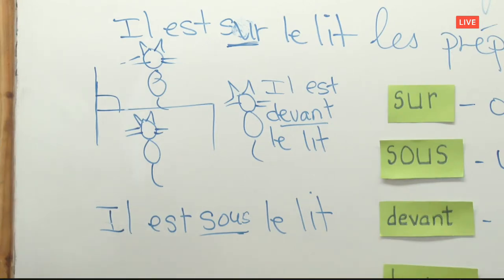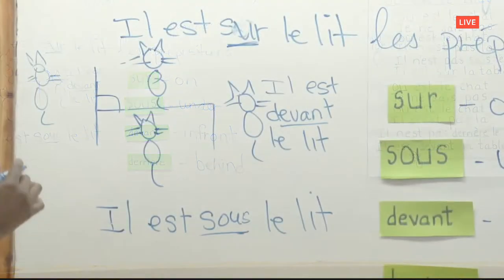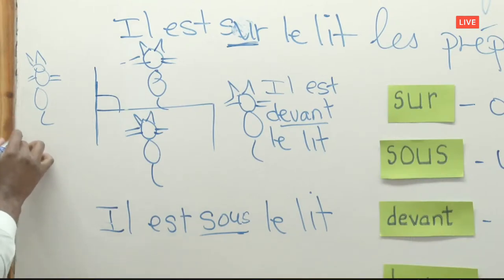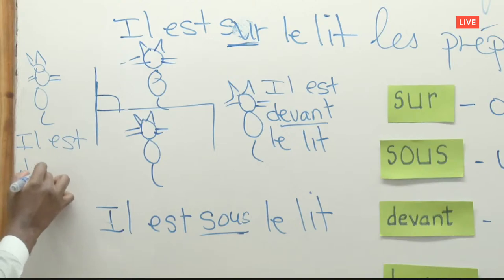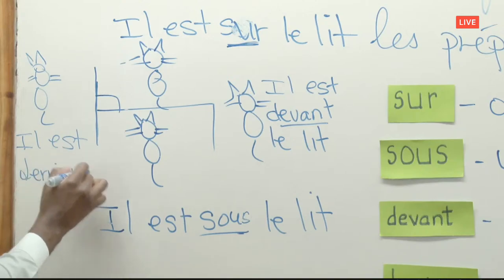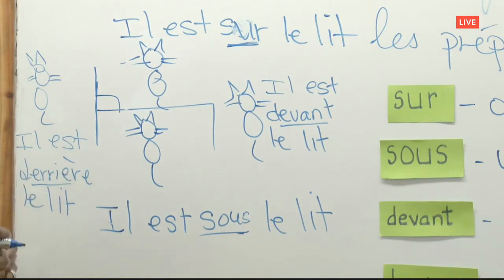And we can draw another cat here to help us understand the last preposition we have. Where is the cat? Il est derrière. Il est derrière le lit. It is behind the bed.